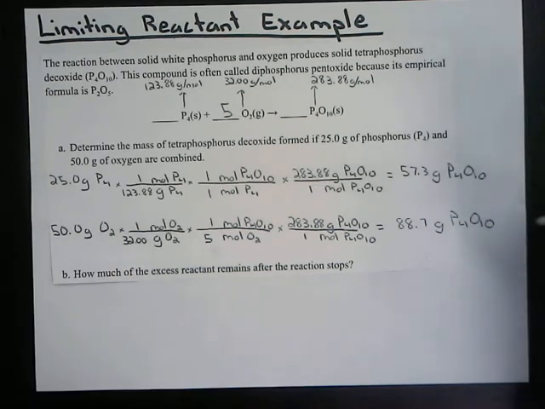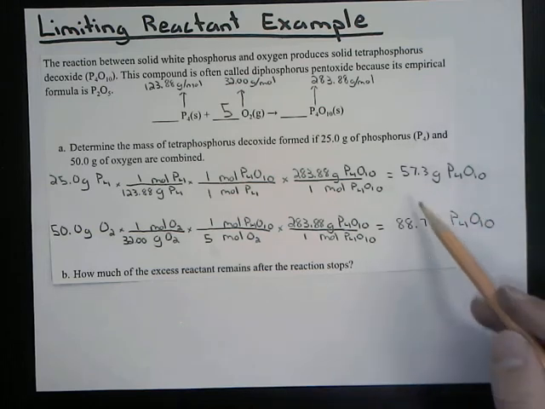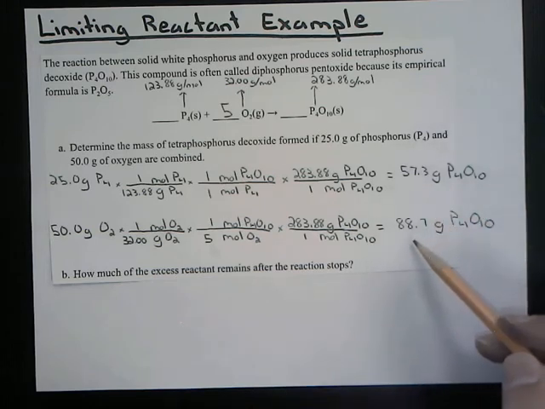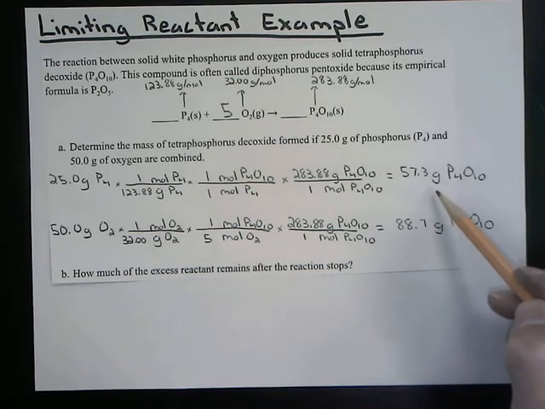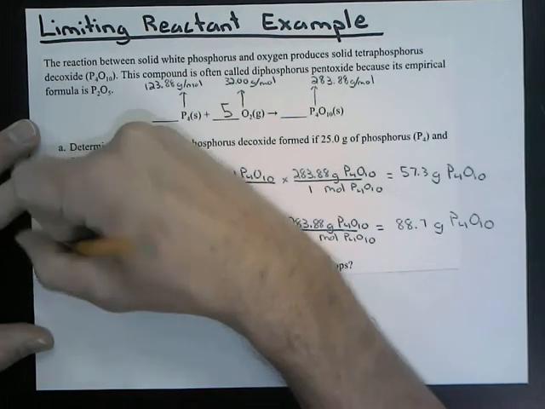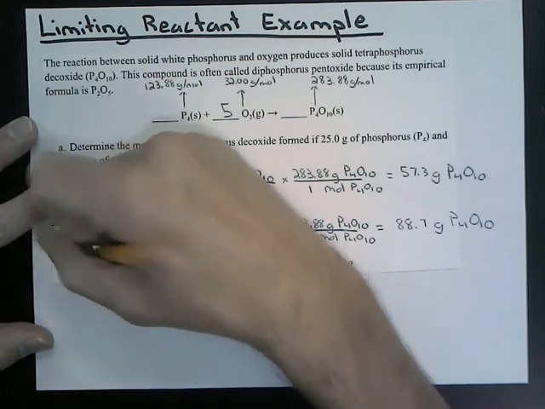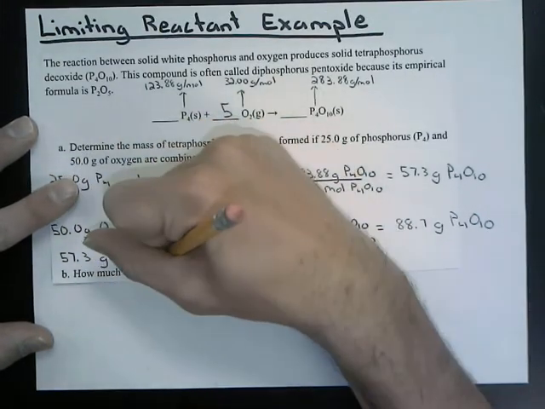Okay, now we ask ourselves, which of these two numbers is smaller, 57.3 or 88.7? Well, the 57.3 is the smaller amount. So what that means for our answer is that 57.3 grams of P4O10 is produced.